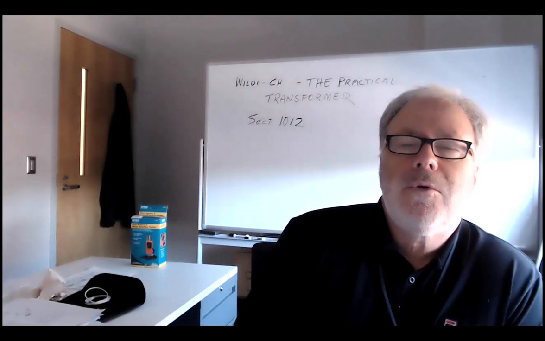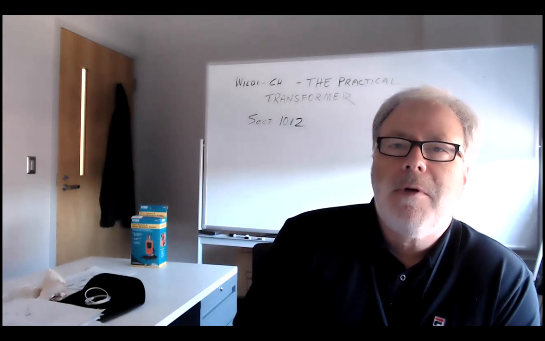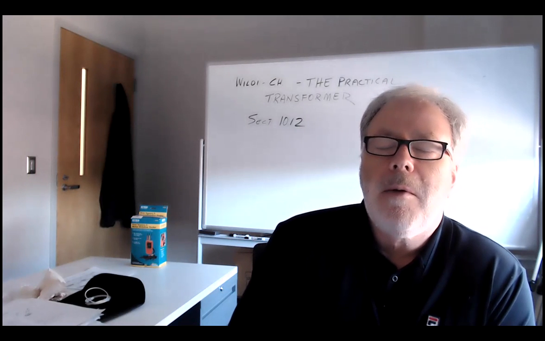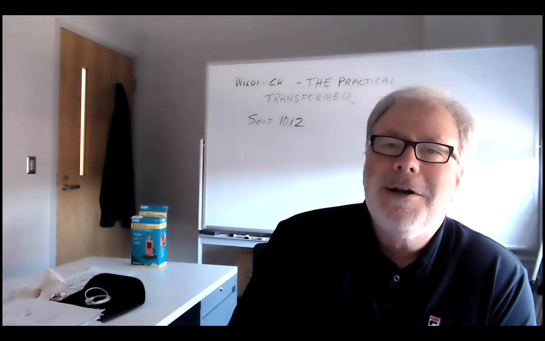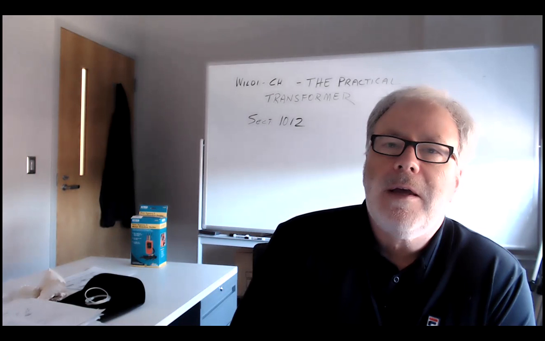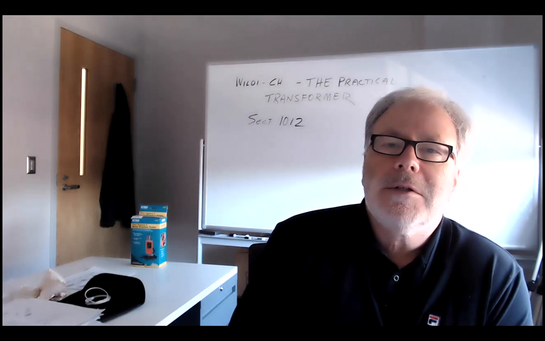Section 10.12 is called Simplifying the Equivalent Circuit. I really like this section. You probably won't, but we're going to take that rather complex figure that we explored in Section 10.8 of the equivalent circuit, that's got all the additional components to allow for the winding resistance and the core losses and all that sort of stuff. And we're going to simplify it.